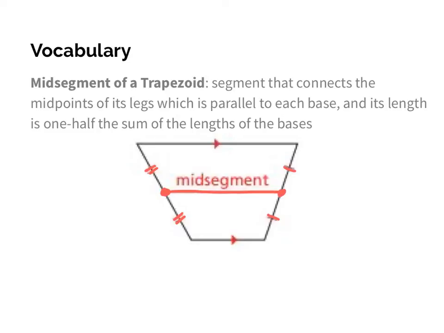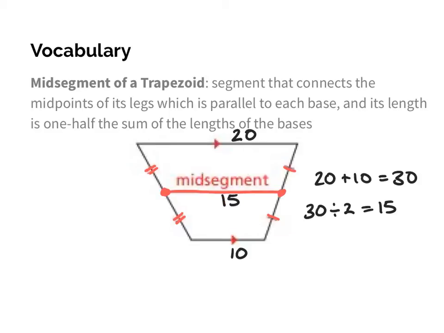For example, let's say that this length right here was 20 and this length right here was 10. The mid-segment is going to be half the distance between 20 and 10. The best way to find that is to take 20 and 10 and add them together, and you get 30. That's the sum of the two bases. The mid-segment is going to be half of that length. So I would take 30 and divide it by 2, and I'd get 15. So my mid-segment length would be 15.